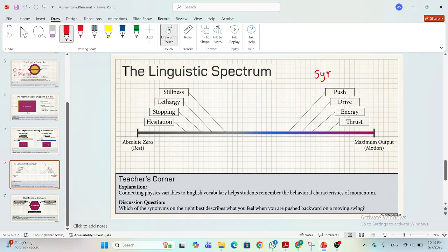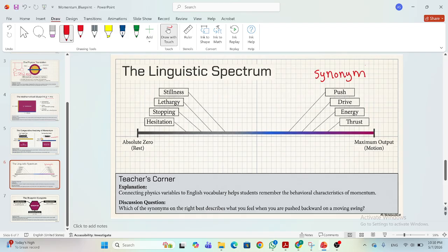This is the synonym of momentum. So actually we cannot say exactly the same as momentum. The push, drive, energy, and thrust can have similar meaning to momentum, but they are not exactly the same, because in physics momentum has a specific definition and a specific formula that we will discuss in the next slide.